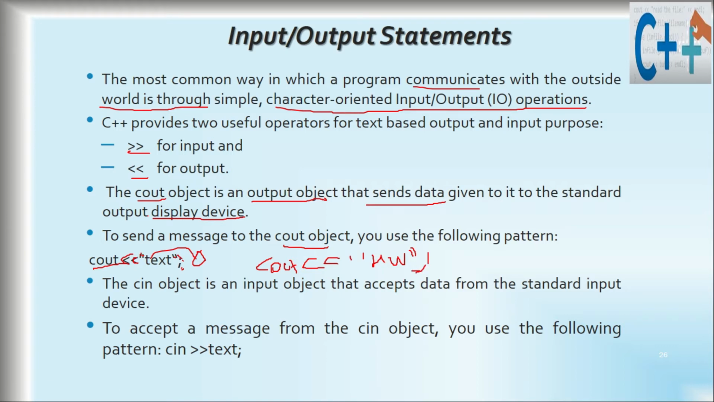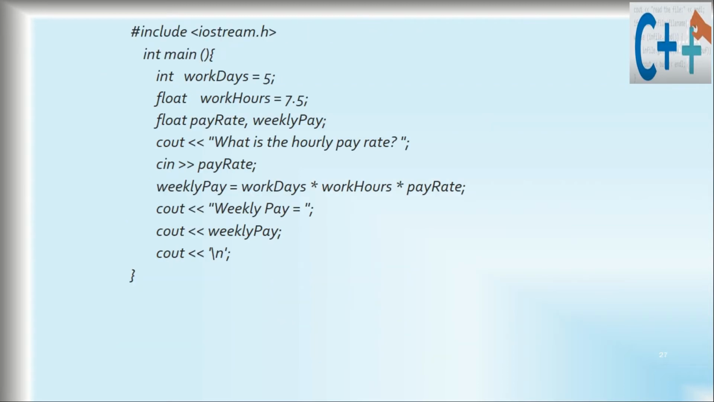The cin object is an input object that accepts data from the standard input device. To accept a message from the cin object, use the following pattern: cin, this extraction operator, the variable that you want to accept from the user into the system, then terminated with a semicolon termination symbol. Good. Then the next one is the sample source code, how it works.